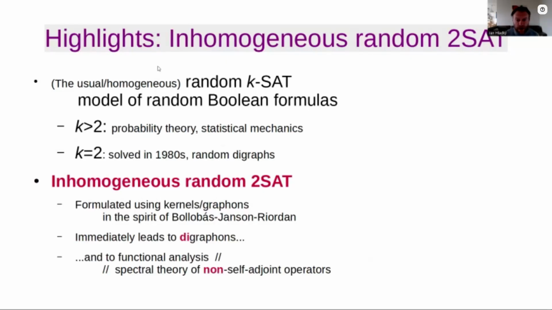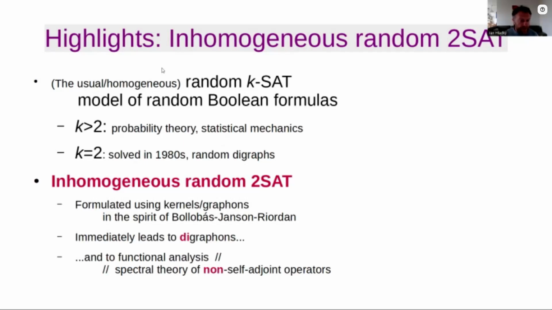There is this model of random k-sat, a very much studied model of random Boolean formulae. Now, the first non-trivial k is k equals 2, but still this k equals 2 is much, much easier than k at least 3. In particular, the threshold for asymptotic almost sure satisfiability versus unsatisfiability for k equals 2 was solved in the 80s using more or less graph theoretic methods.